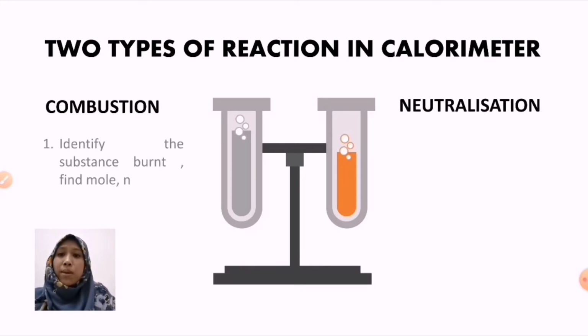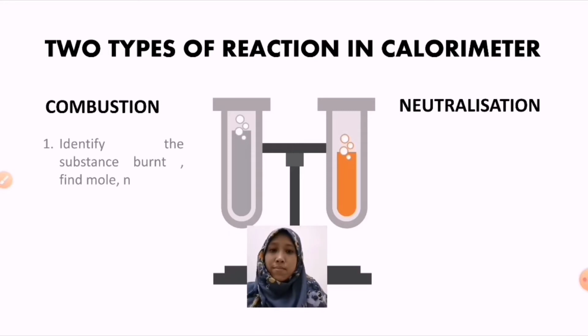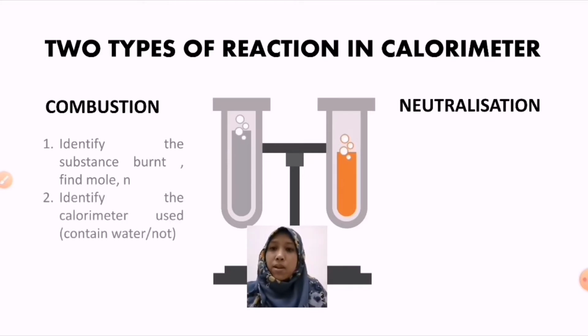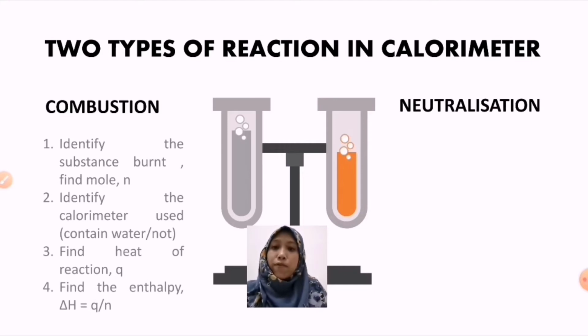So for combustion, first you have to identify what is the substance burnt, then you have to find the number of mole, then identify the calorimeter used, sama ada mengandungi air ataupun tak. The next one is to find heat of reaction, which is Q. And the last one, from the heat of reaction, we can find the enthalpy. So we can use the equation Q over N.